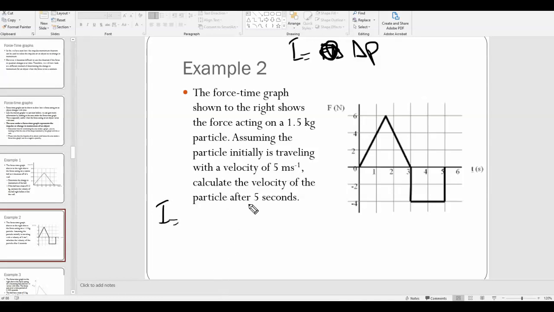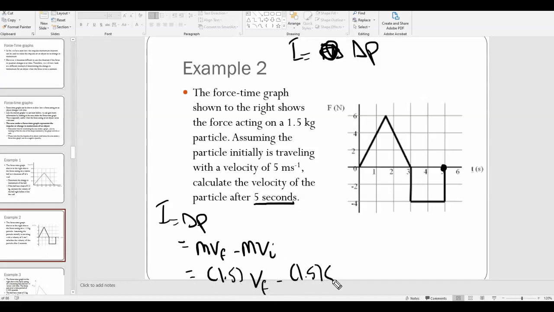I want the velocity of the particle after 5 seconds, meaning not literally after 5 seconds, but at 5 seconds, after 5 seconds have passed since the beginning of the problem. So I equals delta P, and delta P is mv final, which is my unknown, minus mv initial. I have the mass, and the initial velocity is 5. Then I just need to use the area under the graph to find what goes on the left, because the area under the graph represents the impulse.